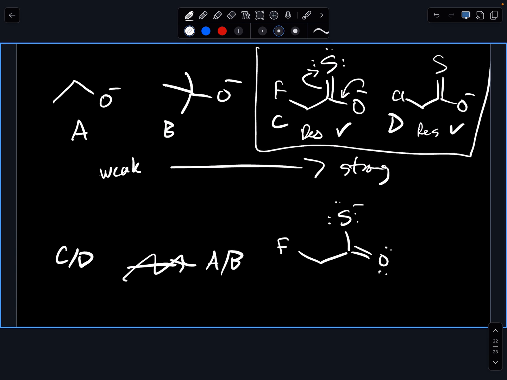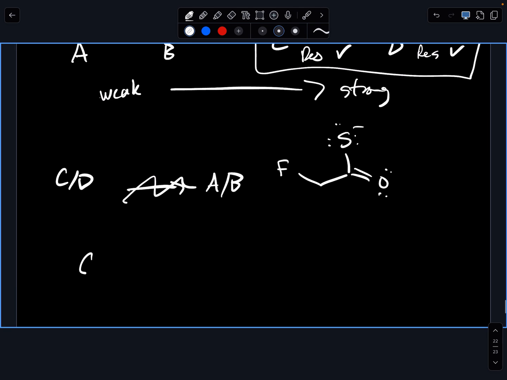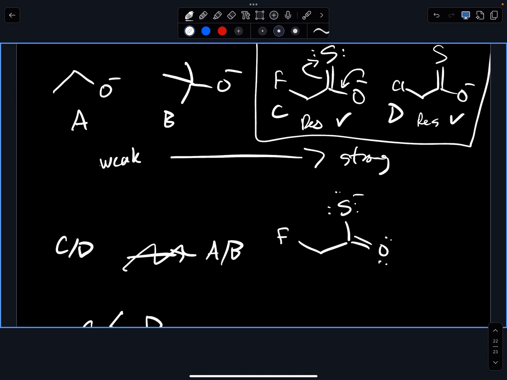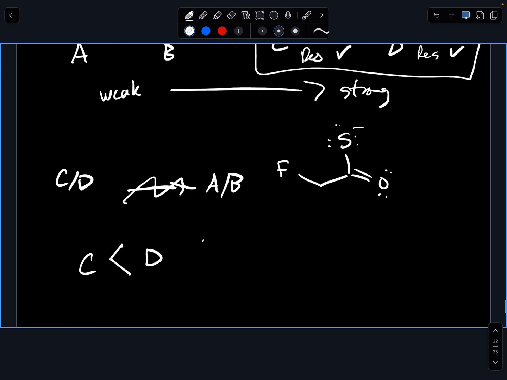So the weakest of all is going to be C, weakest, and then D is the next one. And D has a chlorine, which is still pretty electronegative, not as good, but you're going to get the most stabilization from C and less so from D. Then we got A and B to deal with.